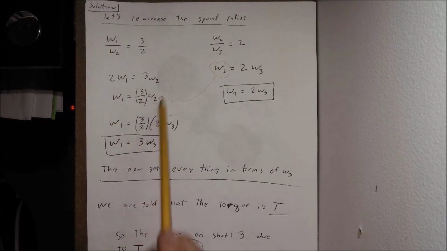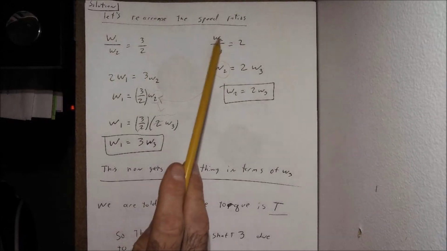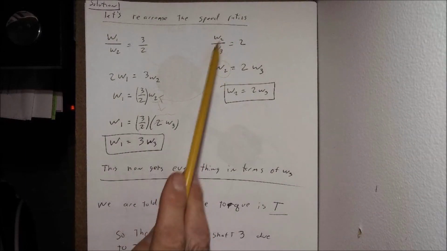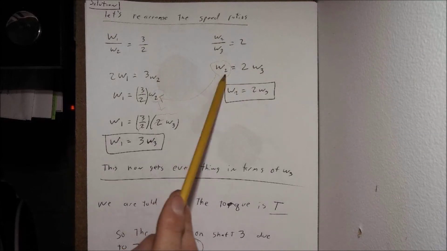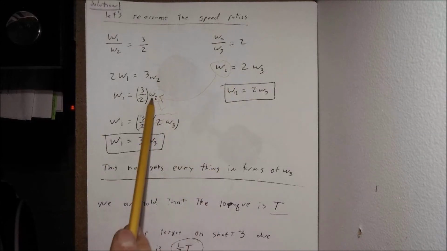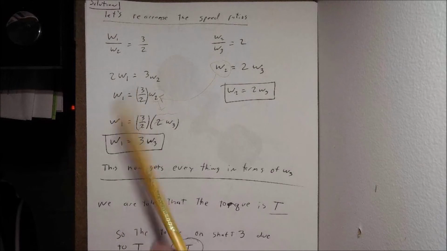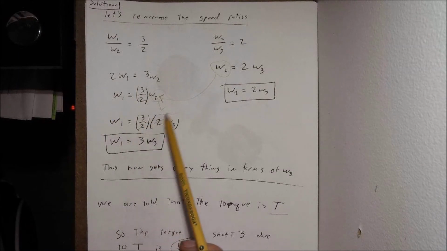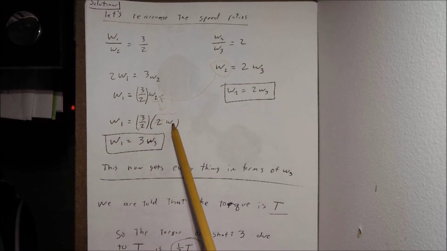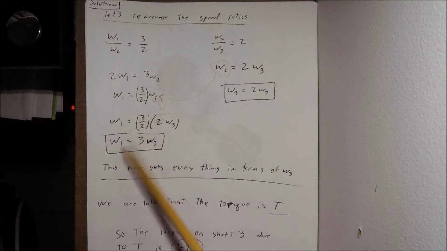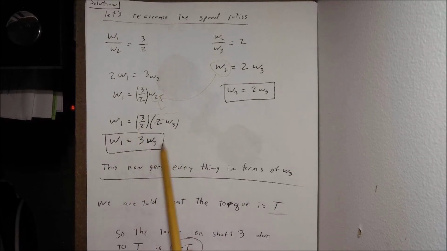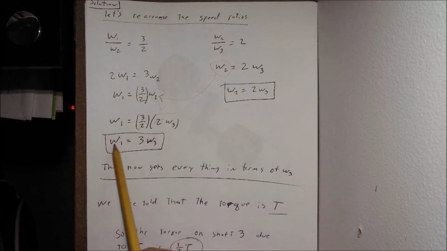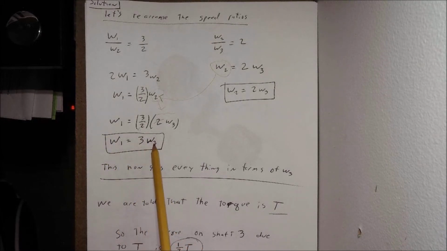But now I also know for my omega 2, I can take this relationship over here where I have omega 2 over omega 3 is equal to 2, solve that for omega 2, and omega 2 is equal to 2 times omega 3. I can plug that into this relationship here, and end up with omega 1 is equal to 3 halves times 2 times omega 3. The 2's cancel out. So now I have an expression that omega 1 is equal to 3 times omega 3.